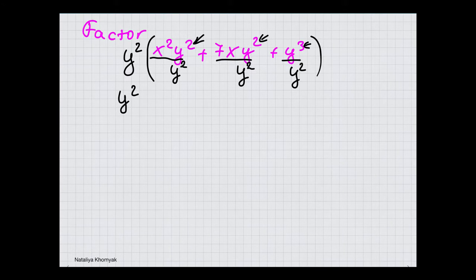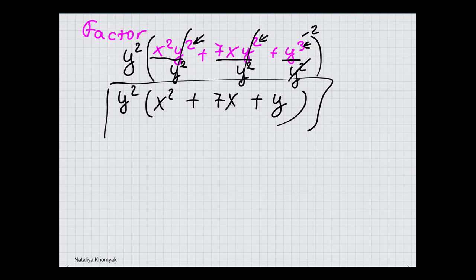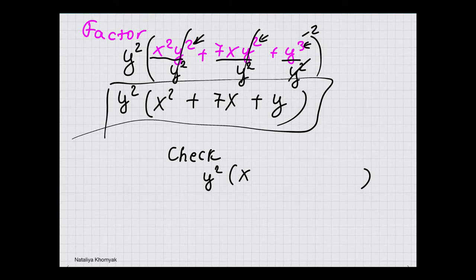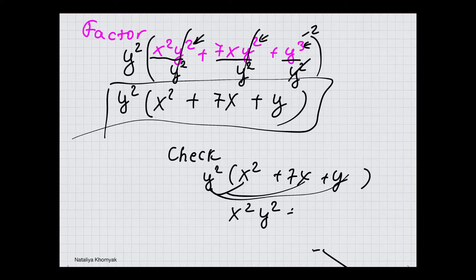So we have y to the second times x to the second. This cancels, plus 7x. This cancels, plus 3 minus 2, just y. And this is our solution. To check, you can distribute y to the second back into the parentheses. We have x to the second plus 7x plus y. If you multiply each of those terms by y to the second, you get x to the second y to the second plus 7x y to the second plus y to the 3, which is what we started with.